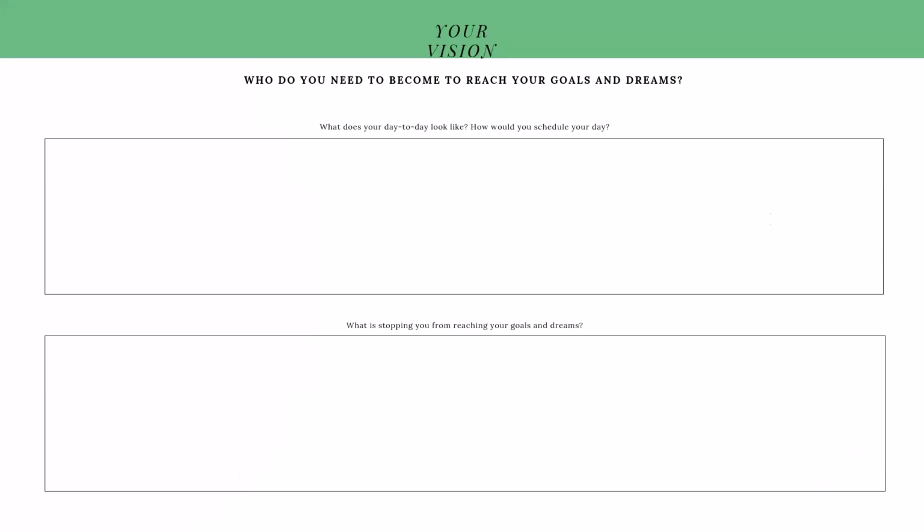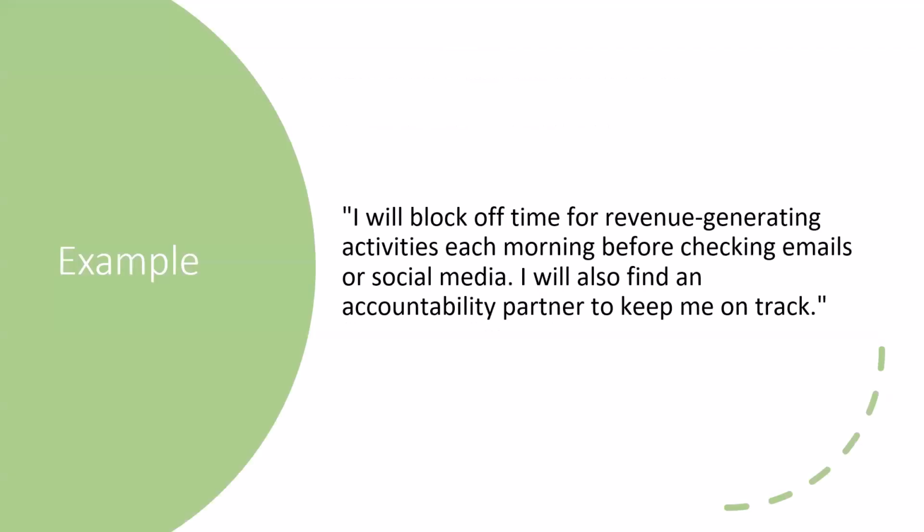So getting into that, what's stopping you from reaching those goals and what does that look like? Another example of how to focus on reaching them: I will block off time for revenue generating activities each morning before checking emails or social media, which you talk about, right? What are the revenue generating activities? You said, I need to call so and so. That's a revenue generating activity, right? Those are things that are important.